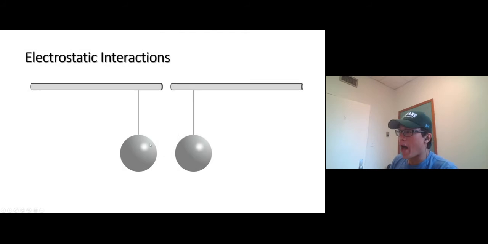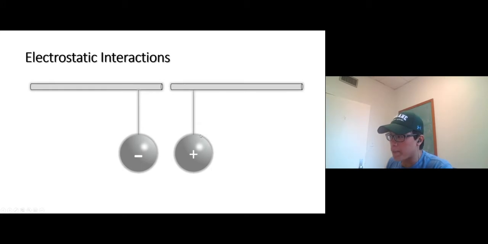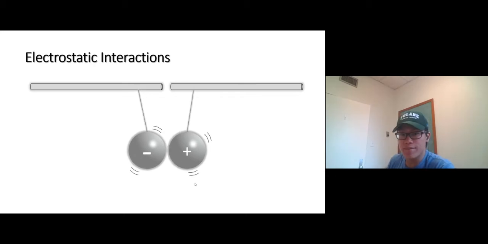Okay, so if I have two objects next to each other, and I run an electrical current through it, so one of them has a positive charge, the other one has a negative charge, and they are nearby, next to each other. What's going to happen to them? Do they attract one another or do they repel each other? Well, positive, negative, of course they attract, right?